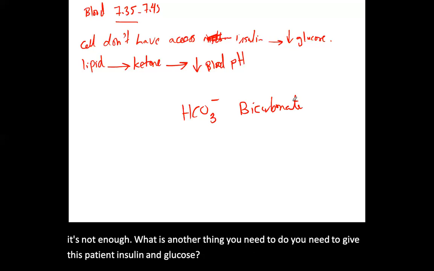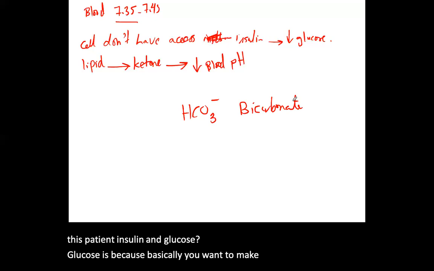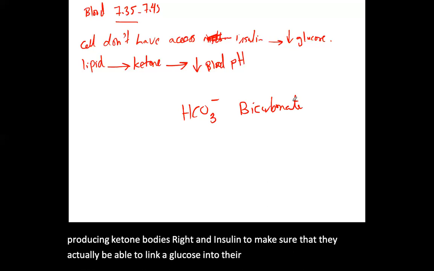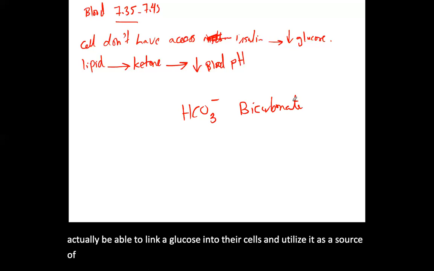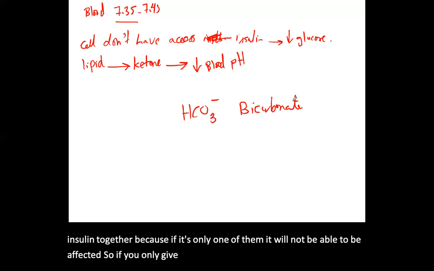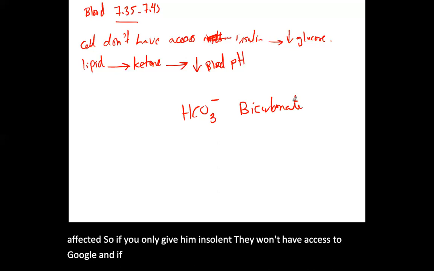Glucose is because basically you want to make sure that they stop producing ketone bodies, right? And insulin to make sure that they actually are able to bring that glucose into their cells and utilize it as a source of energy. So it's really important to make sure you combine glucose and insulin together, because if it's only one of them, it will not be effective. So if you only give them insulin, they won't have access to glucose. And if you only give them glucose, they won't be able to bring it into their cells to utilize it as a source of energy.